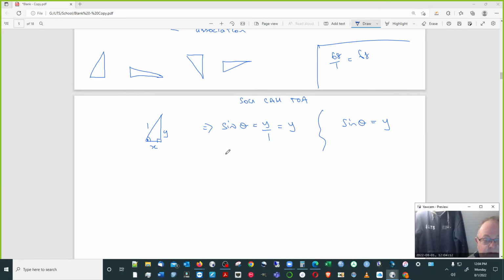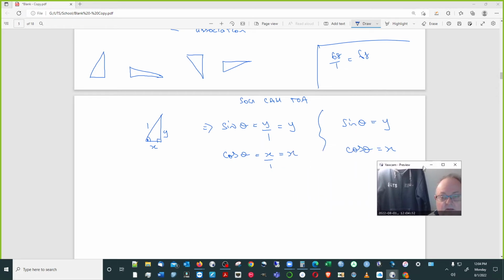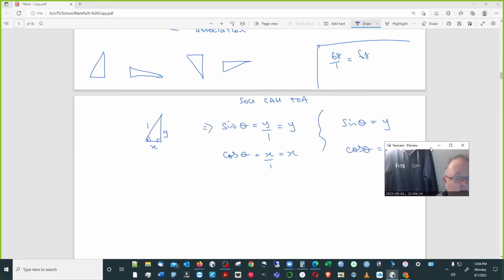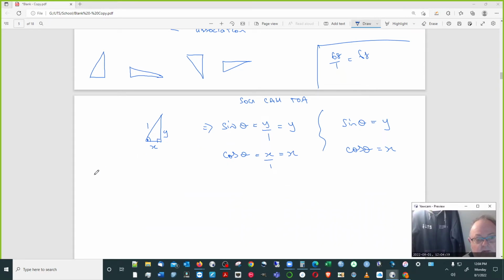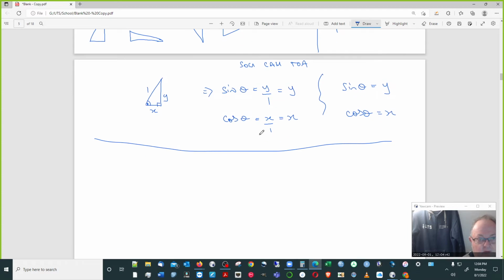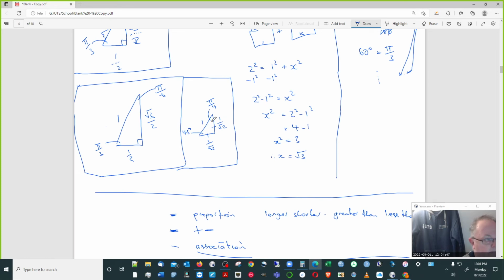Let's do the other one. Cos theta is going to be adjacent, x over 1. Do I need to write x over 1? The Puritans will scream at me. Cos theta is equal to x. Alright, what's a new name for x, people? Cos theta. What's a new name for cos? X. Right, so it's interchangeable. So this lovely little triangle has given you one of the key elements in our use of this information.